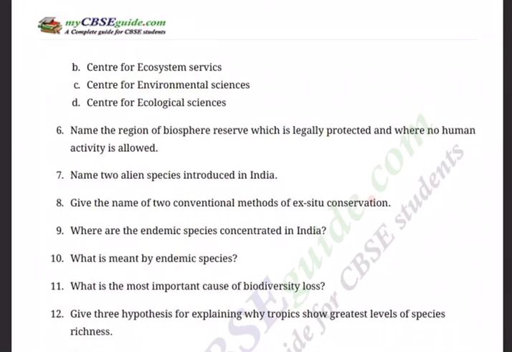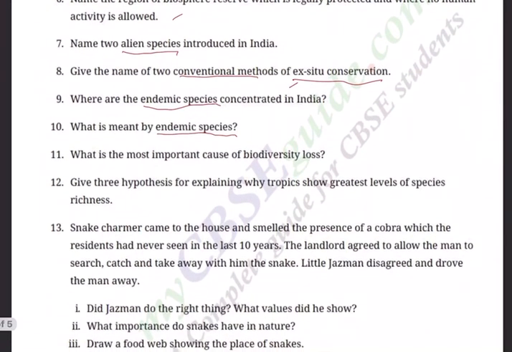Now come to the descriptive type. Question 6. Name the region of biosphere reserve which is legally protected and where no human activity is allowed. Question 7. Name 2 alien, meaning foreign, species introduced in India. Question 8. Give the name of 2 conventional methods of ex situ conservation. Question 9. Where are the endemic species concentrated in India? Question 10. What do you mean by endemic species? Question 11. What is the most important cause of biodiversity loss?